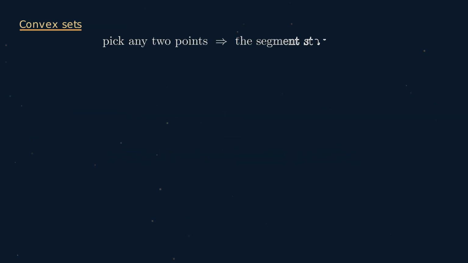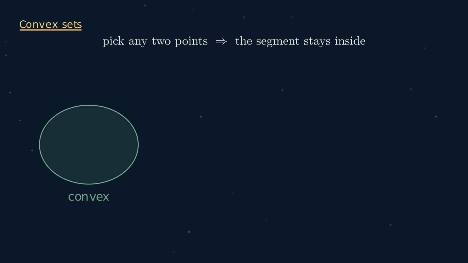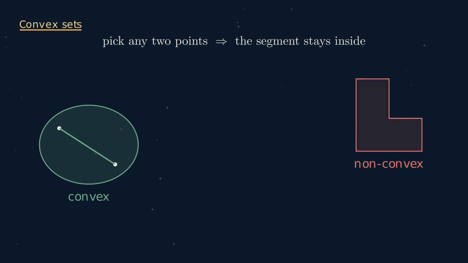Start with sets, because the feasible region is a set. The definition is almost childishly simple. Pick any 2 points in the set. If the straight line joining them stays entirely inside, the set is convex. This blob passes. Every chord you could draw between its points lies inside it. No dents, no holes, no bites taken out. This L shape fails. Connect these 2 corners, and the line strays outside the set. A single bad chord is enough to disqualify it.